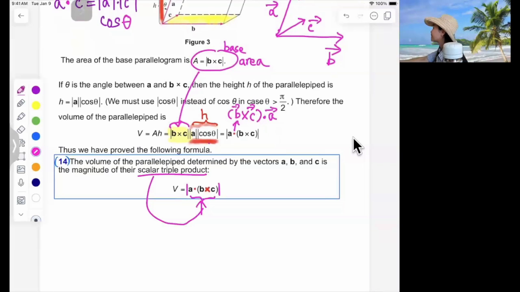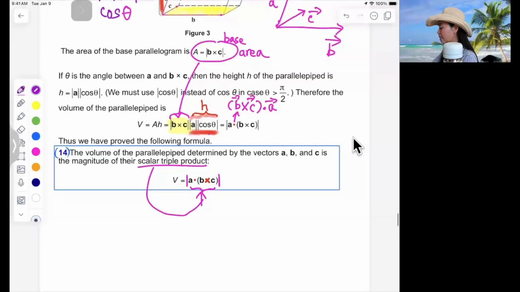Is it absolute value or magnitude? It's a magnitude. Isn't the inside a scalar? Inside is a scalar. Yeah. Well, in this case, the magnitude or the absolute value, you can interchange. Okay. You can interchange.